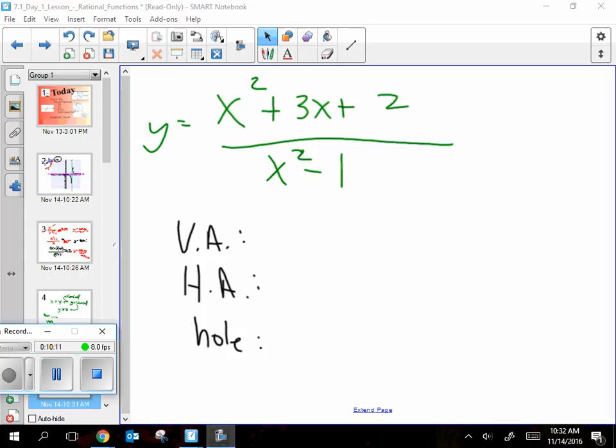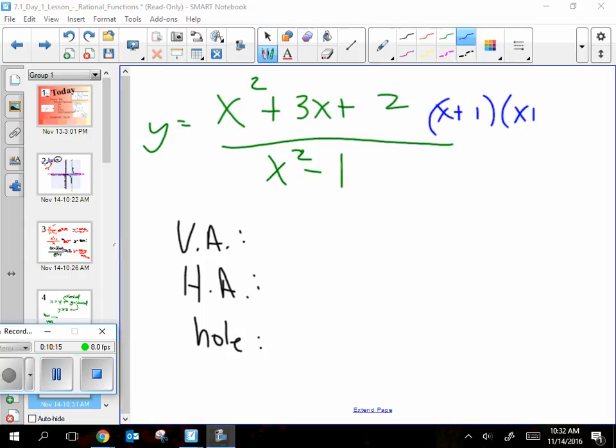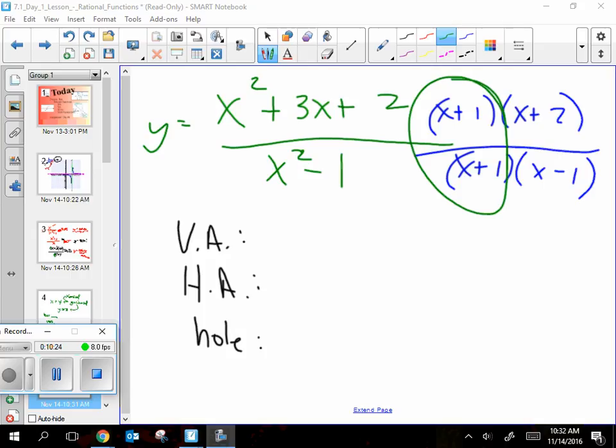Okay, so for the factoring part, just to make sure you did that right, you should have x plus 1 and an x plus 2, and it was all over x plus 1 and x minus 1. And then this was special, because those cancel each other out and make a hole. The hole would be at x equals negative 1. Notice we don't say x plus 1. That would be a factor. We wanted to know the root, or the x value of the hole.